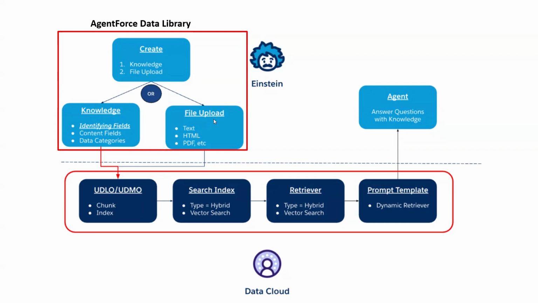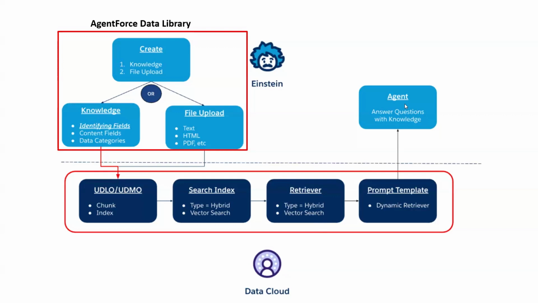Accordingly, whenever you create a data library with, let's say, the file upload, where you upload the file, it goes through all those processes of creating the UDLO or UDMO within Data Cloud, the search indexes, and the retrievers. Then the prompt template is created within the Salesforce interface, and it uses those retrievers to get the chunks back from Data Cloud, where you have created the UDMO, UDLO, and the search indexes. Those chunks are then processed by the prompt template, which gives you an output that is sent back to the agent.